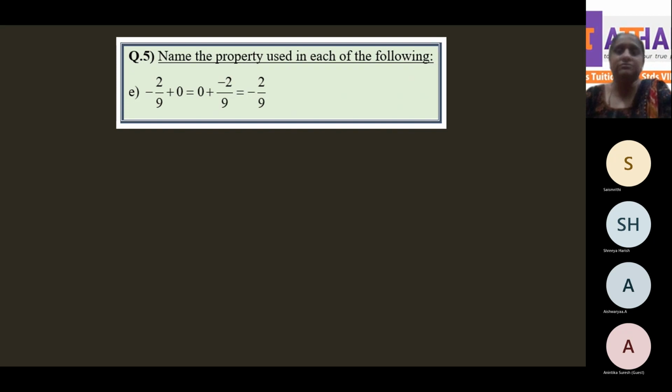Yeah, this one. Can I tell it, ma'am? Yes. Additive identity. Yes, perfect. The existence of additive identity. You can simply say additive identity, or you can say the existence of additive identity. Because any rational number plus 0 is equal to 0 plus any rational number is equal to the rational number itself.